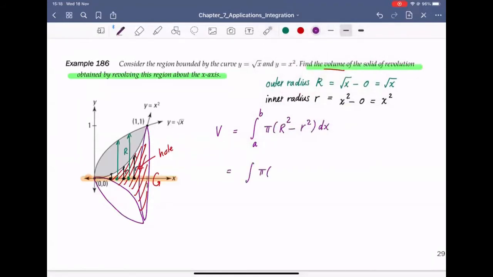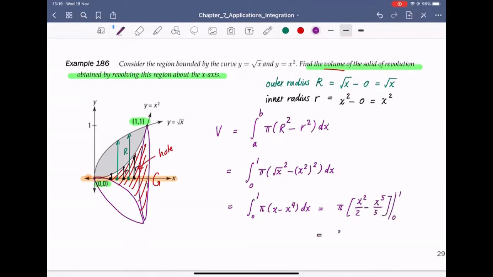So you're going to get pi times square root x squared minus x squared, dx. And then what are going to be my limits of integration? 0 to 1. How do I know that? For sure, this is 0, 0 to 1, 1. So x goes from 0 to 1. And then the rest of the work is just to integrate from 0 to 1 of pi times x minus x to the 4th power dx. You can integrate this easily. So you're going to get x squared over 2 minus x to the 5th power over 5, evaluated at 1 and 0. And then you're going to get 3 pi over 10.